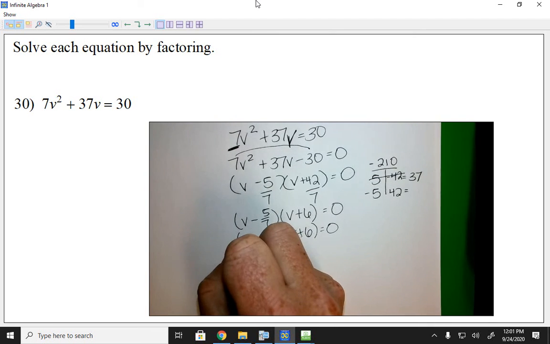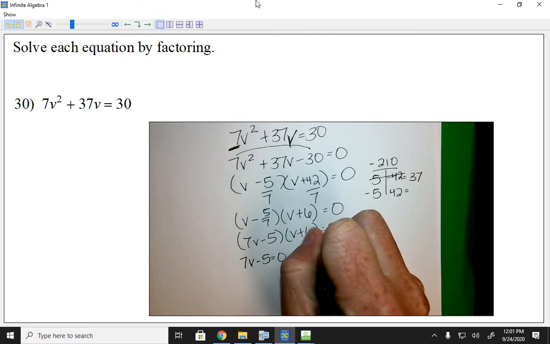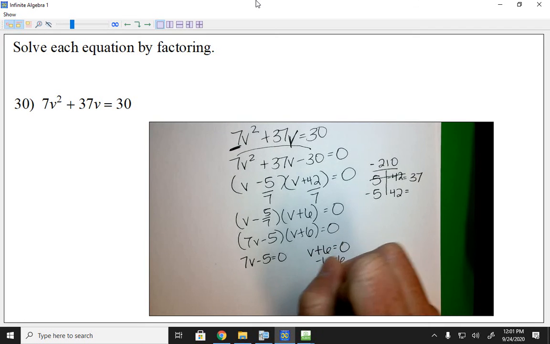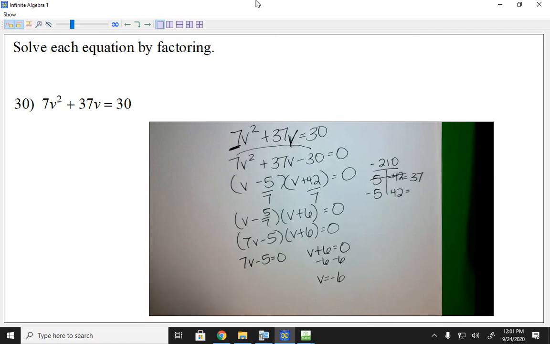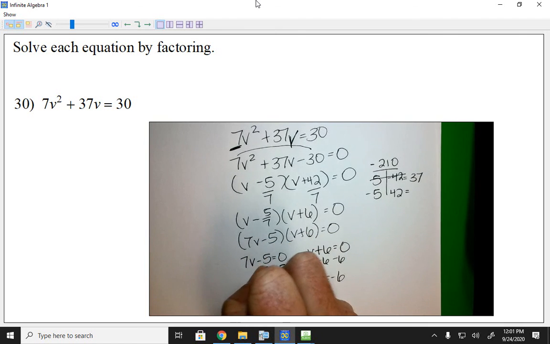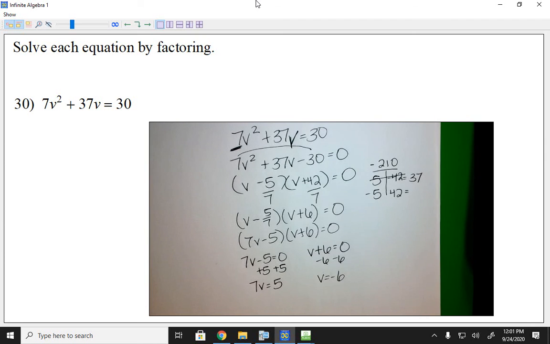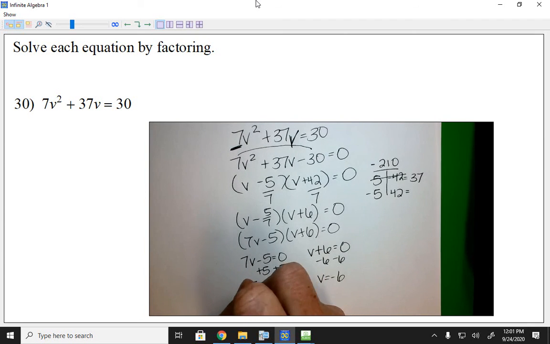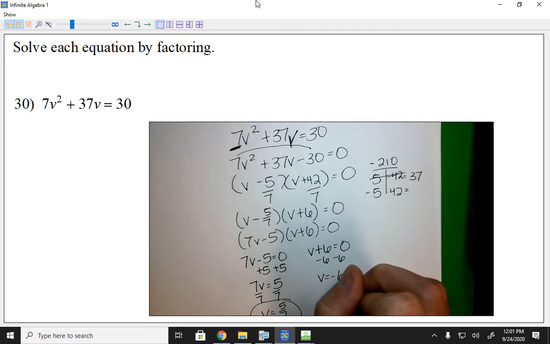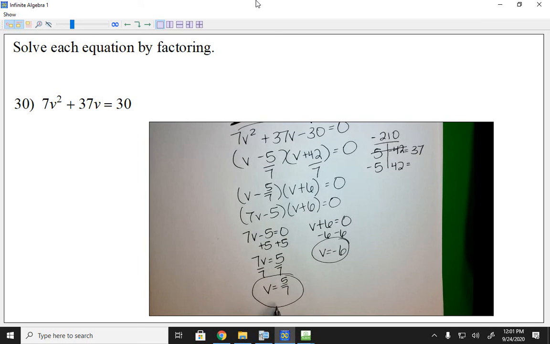So zero product property says that I can set each of these equal to 0. I get negative 6 there. I did that one first because it's easiest. Okay, then 7V equals 5, and then last V by itself, I divide. So when you get these bottoms up ones, you're going to have fractions for answers because you're going to have a number out front. Okay, and then that should get you through this unit.